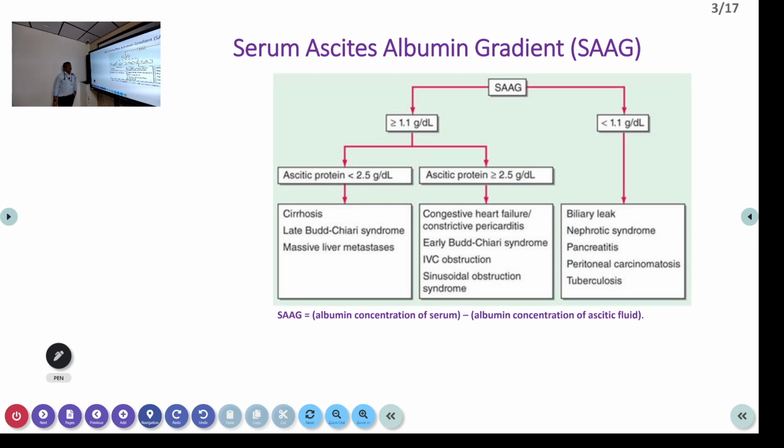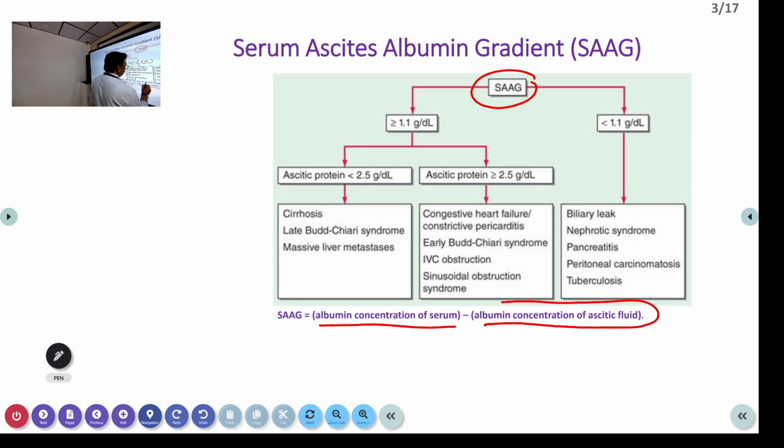Now, when we treat chronic liver disease, we always see what the reason is. When we see a patient with ascites, we can diagnose the reason for ascites by checking the serum ascites albumin gradient, that is SAG. You can calculate the albumin concentration of serum minus the albumin concentration of ascitic fluid. Once you calculate the SAG, whether it is more than 1.1 gram per deciliter or less than 1.1 gram per deciliter, you can see what the reason for the ascites is.